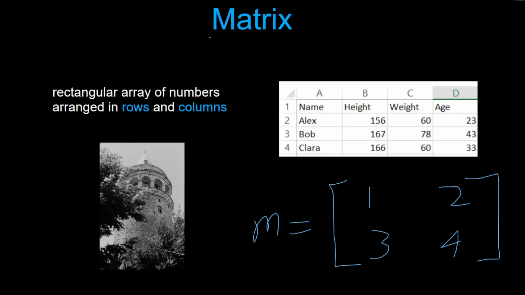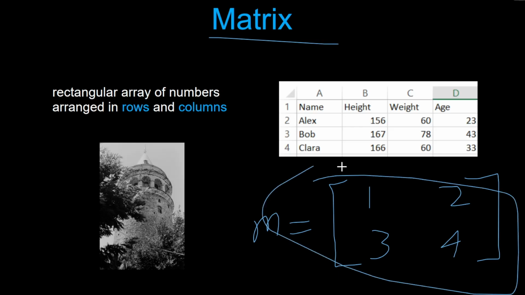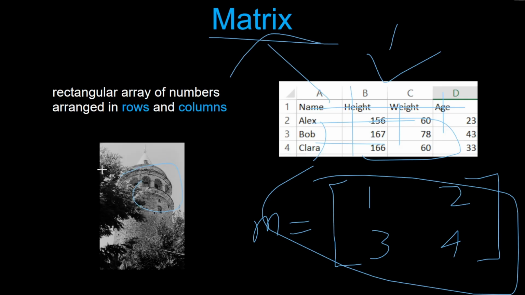Now let's see what a matrix is. A matrix is nothing but a rectangular array of numbers arranged in rows and columns like this. Let's take an example of a data set used in machine learning. We have the name, height, weight, age, and the people and their metrics. This can be represented as a matrix like the one given here. Also, let's take an example of a grayscale image. This grayscale image has numerous pixels. The pixel values range from black to white, so this also can be represented as a matrix here.